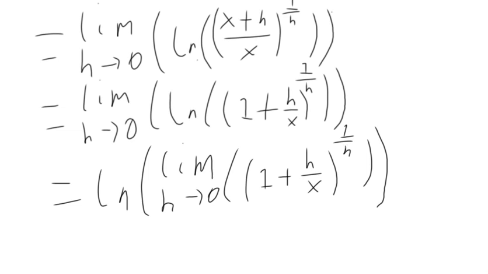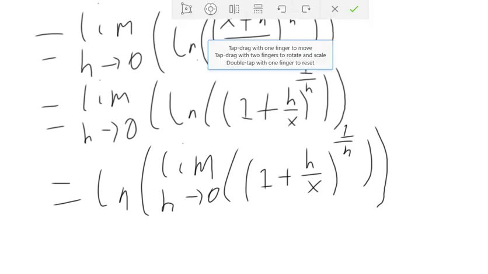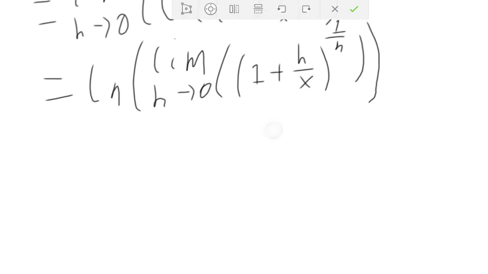So if we look at what we have here, we have 1. 1 is just 1. h over x, h is going to 0. This is going to 0 also. So this right here is going to 1. And then 1 over h is going to infinity. So we have 1 to the infinity. That's an indeterminate form, which means we have to do more work to figure out this limit.